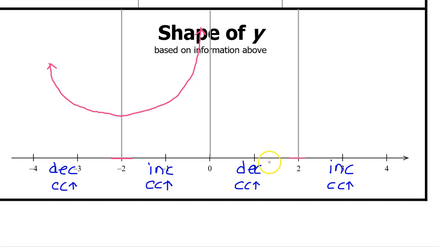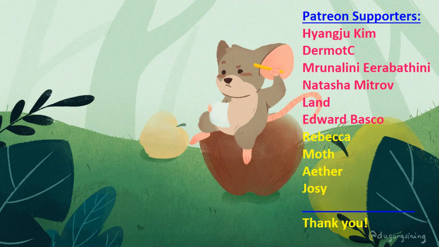Similarly, in the next interval, we need y to be decreasing and concave up and round out at a horizontal tangent line. So here we go, decreasing, concave up, horizontal tangent line. And in the final interval, y is increasing and concave up. So increasing, concave up, and that's it. This is an asymptote.